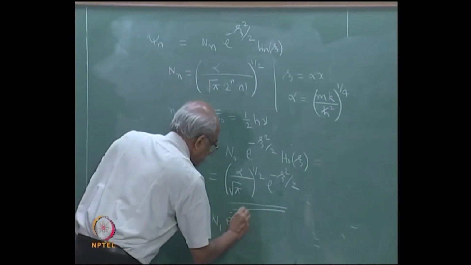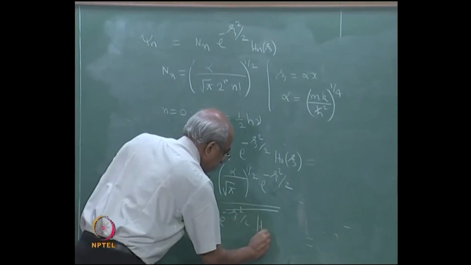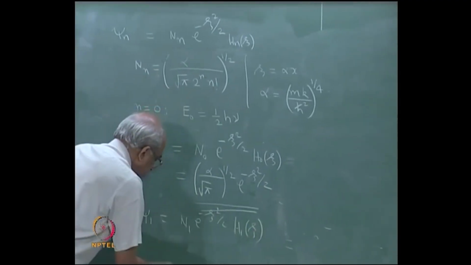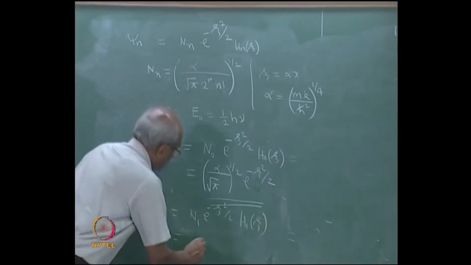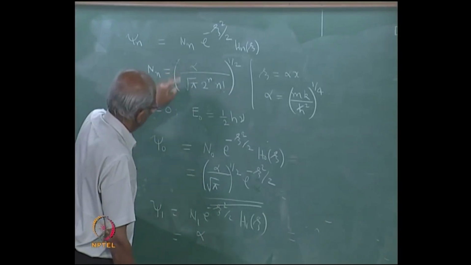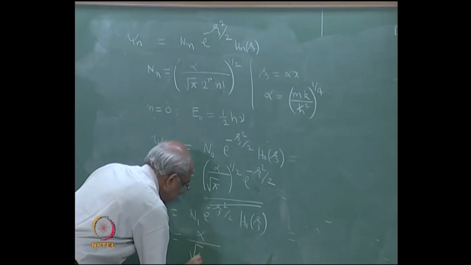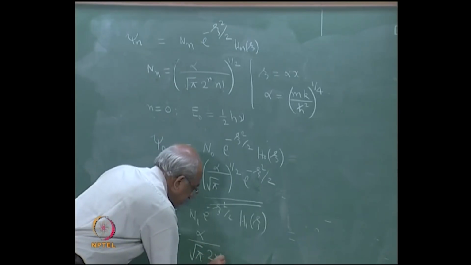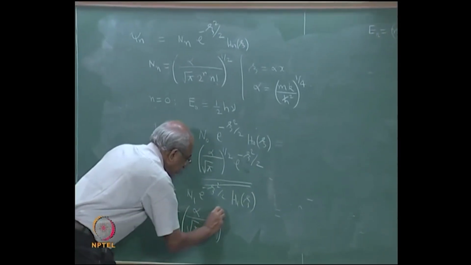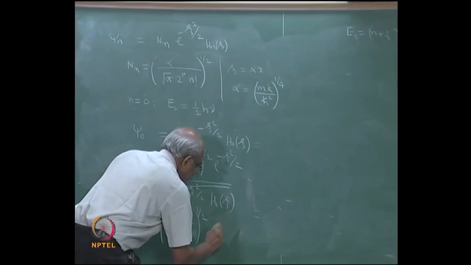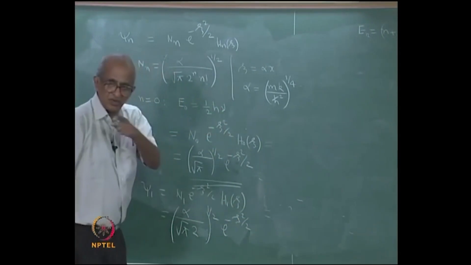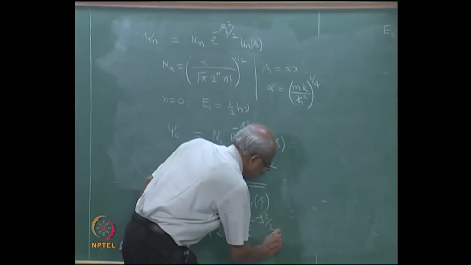It is e to the power of minus c square by 2 H1 of c, and that is equal to alpha. Where is my general expression? Here is my general expression: alpha by root pi 2 into 1 factorial, 1 factorial actually is 1, to the power of half, e to the power of minus c square by 2 into H1. H1, if you look into your notes, you will find that it is 2c.